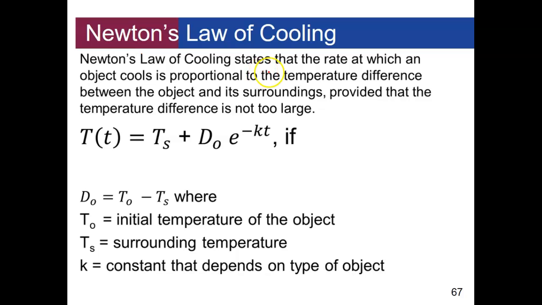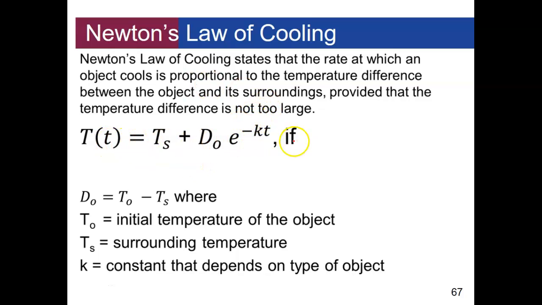Okay, the last type of decay model that we're going to look at is Newton's law of cooling. And Newton's law of cooling states that the rate at which an object cools is proportional to the temperature difference between the object and its surroundings, provided that the temperature difference is not too large.